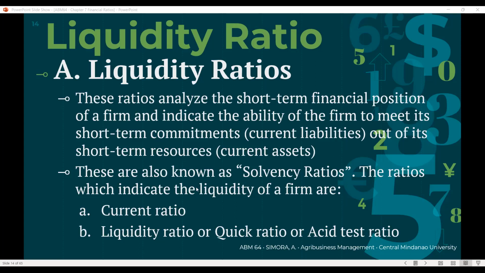So there are two main types of liquidity ratios. So these ratios indicate the liquidity of a firm. So these are current ratio and liquidity ratio. Current ratio or liquidity ratio, or we can also say quick ratio, or mo nang pinaka-famous actually, acid test ratio. Current ratio and acid test ratio. So these are the main two types of liquidity.